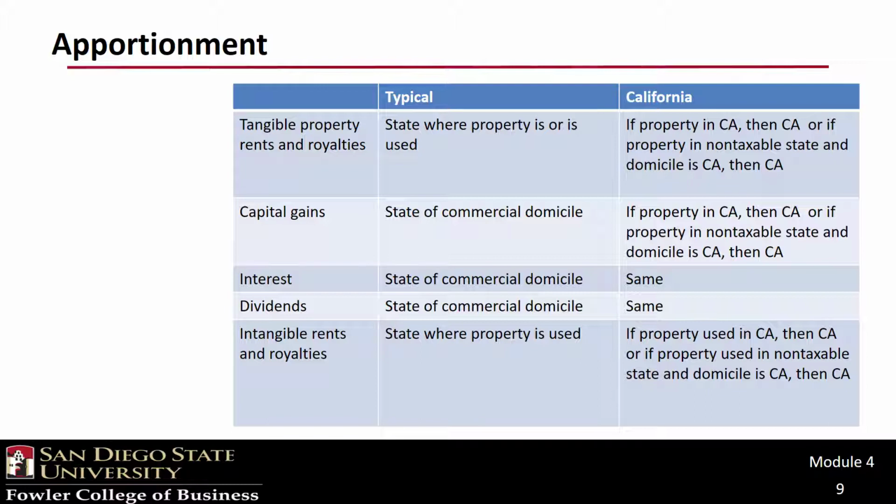So, quick side note. If the business happens to be a rental business, then obviously rental income is business income, and only non-business income is generally subject to allocation.